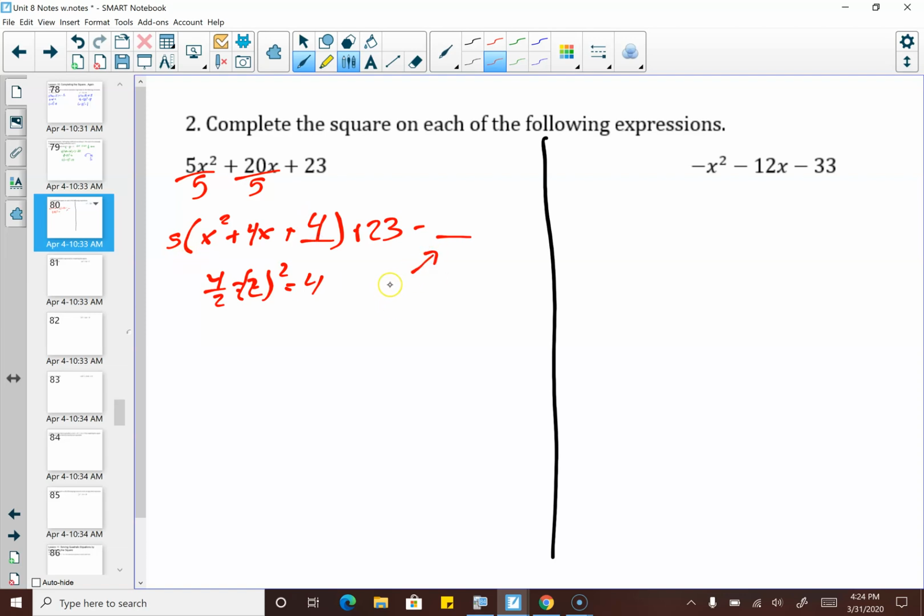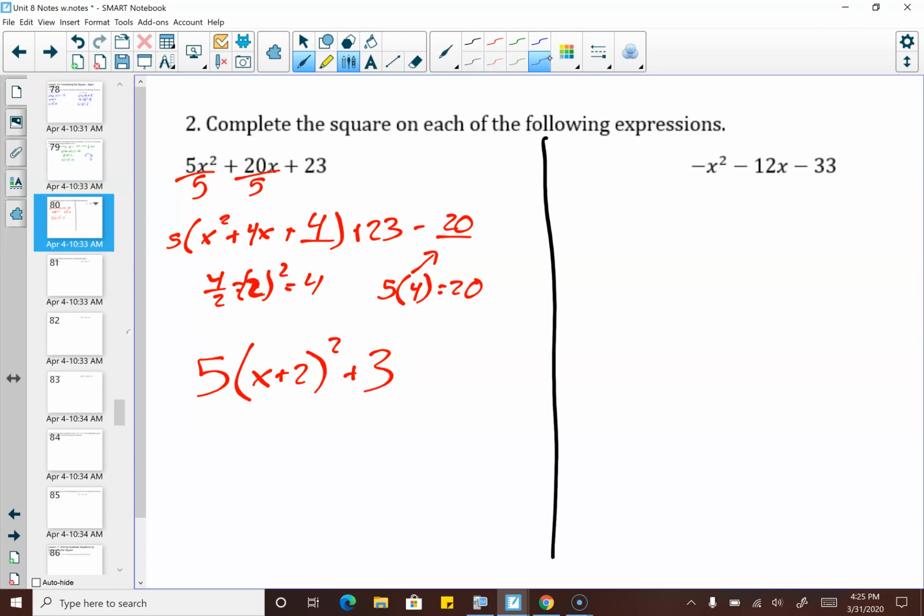Well, what number's out in front? 5. What number did we find? 4. 4 times 5 is 20. So we end up with minus 20 on the outside. 5 goes in front, x plus 2 squared becomes our parenthesis because we had a positive 2 when we divided. And then 23 minus 20 is 3.